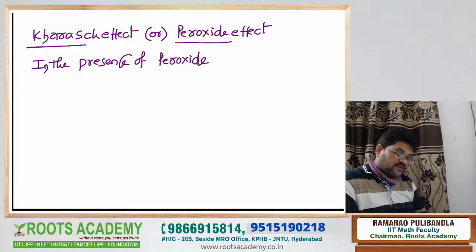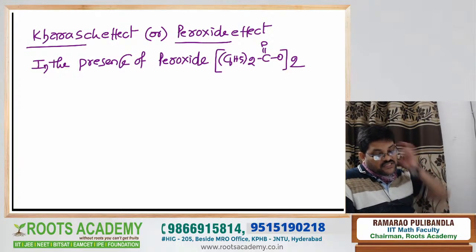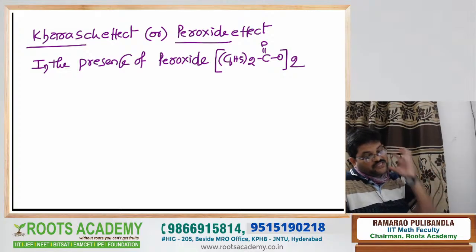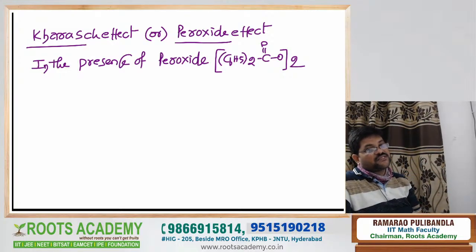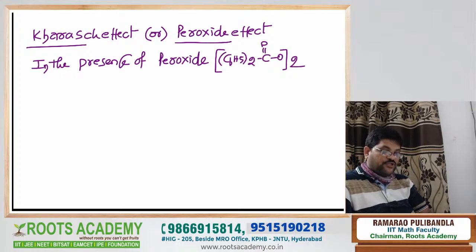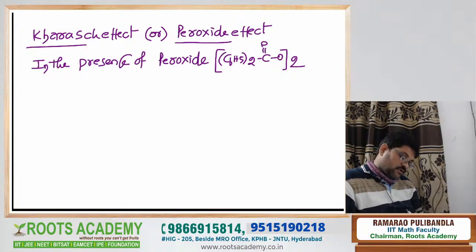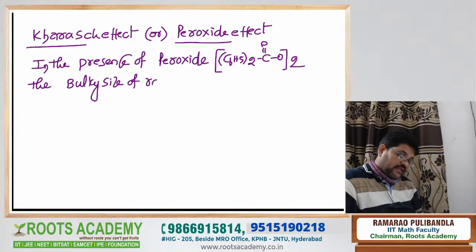Take the example of a peroxide. You take benzoyl peroxide. Tell me, students, what you have taken? Benzoyl peroxide is taken. This is called benzoyl peroxide. So in the presence of the benzoyl peroxide, tell me my explanation. What is my explanation, students? In the presence of peroxide. So what peroxide is taken? Benzoyl peroxide is taken. So the bulky size of radical, what I am saying, the bulky size of radical is what? Br dot. What is the bulky size of radical?